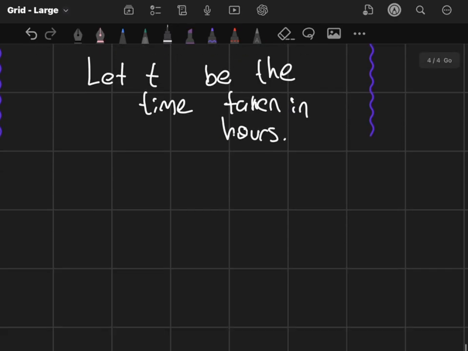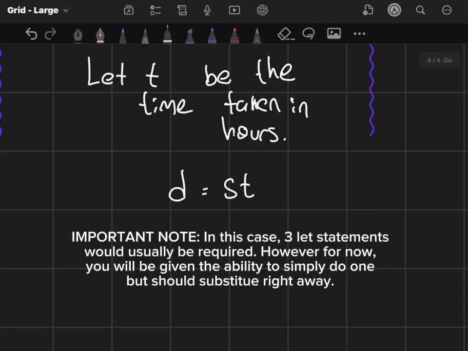We know that the formula for distance is equal to speed times time. Important note, in this case, 3 let statements would usually be required. However, for now, you will be given the ability to simply do one, but should substitute right away. Time.